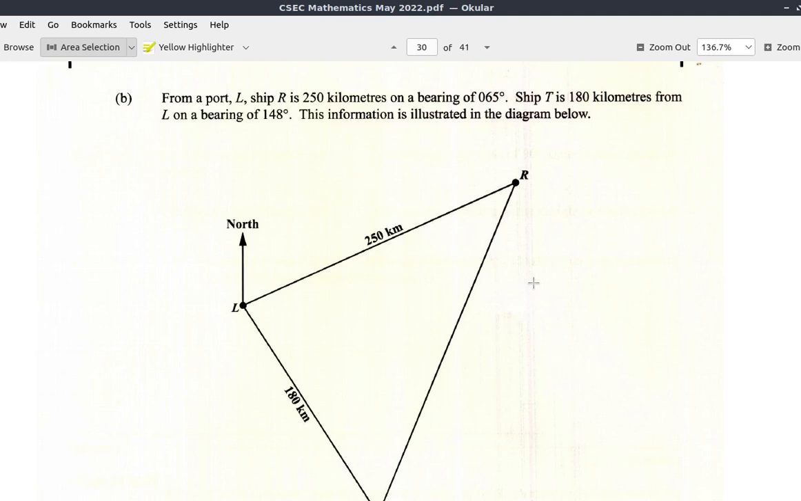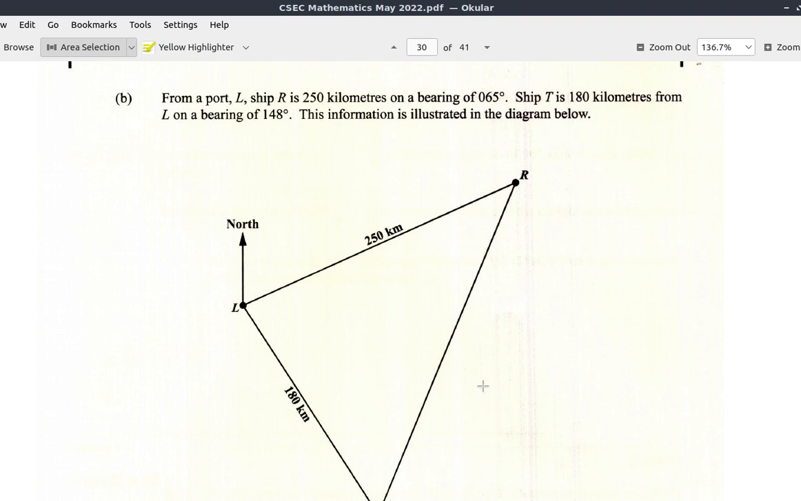Part B of question 9 from the May 2022 CSEC Mathematics past paper. It says here, from a port L, ship R is 250 kilometers on a bearing of 065 degrees. You write bearings with 3 digits. That's why you have 065 degrees.